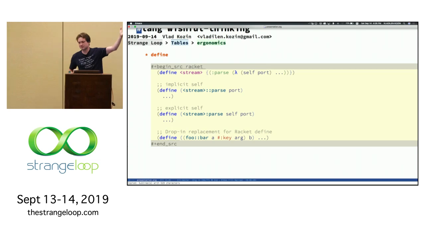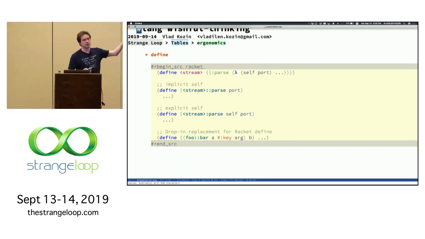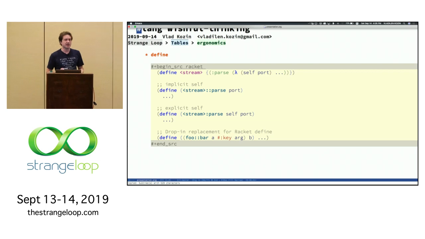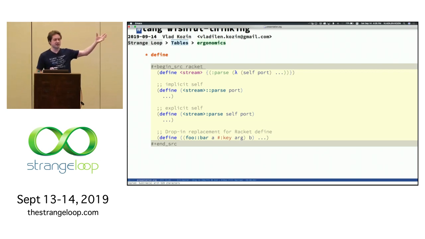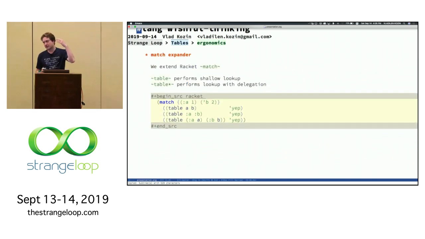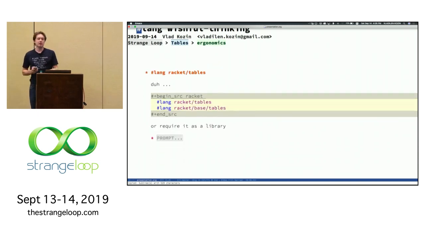I don't like it, but define is a drop-in replacement for Racket define. But it's aware of all that table notation. It's very convenient to implement a bunch of methods on a meta table. We extend the Racket match, so you can pattern match on tables, obviously.